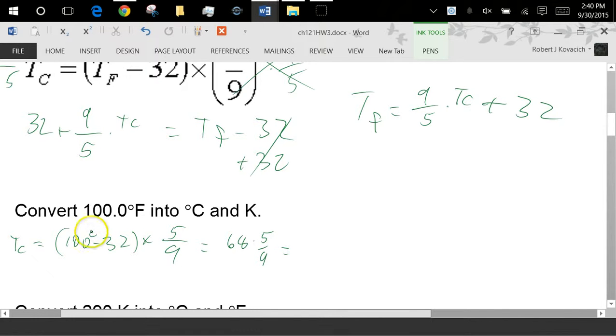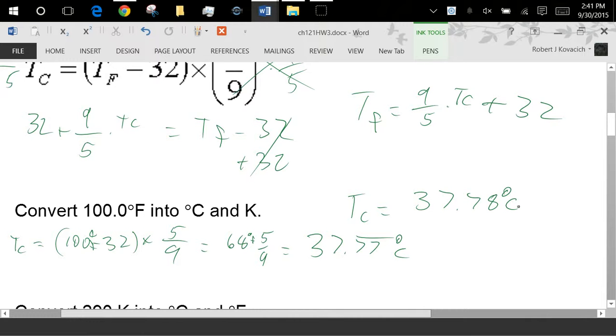I should put degrees Fahrenheit here. And so then I get 68 times 5 divided by 9 equals, cool, I got 37.77 repeating degrees C. All right, so what's my answer for the degree C portion? Why is that my answer?